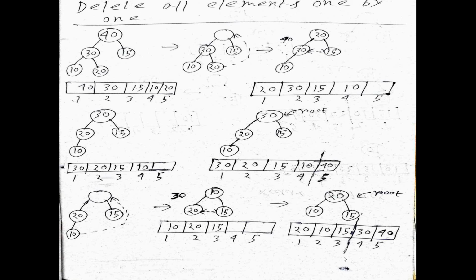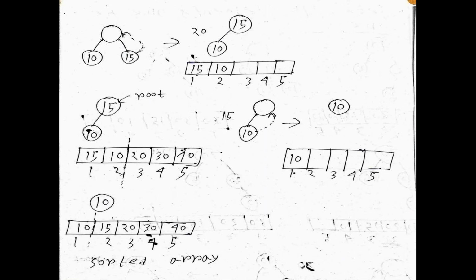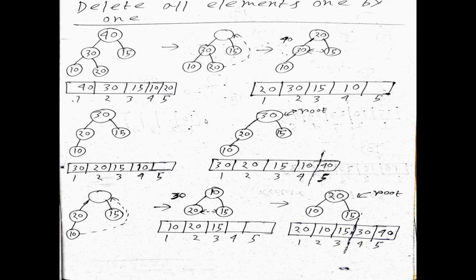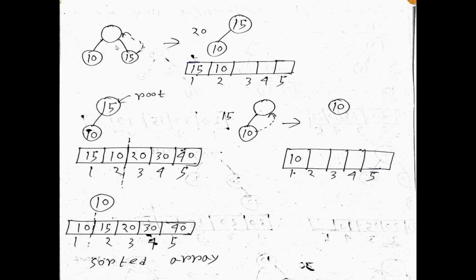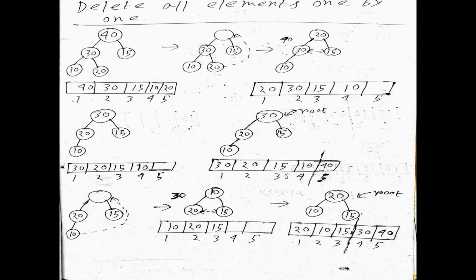So now again repeat the procedure. Again delete the root. Which element will go in place of the root? Obviously it is the last element of the array. What is the last element of this array? 15. That means this is not a part of the heap. Up to this, that means 20, 10, 15 at index 1, 2, 3, is a part of the heap. So what is the last element?